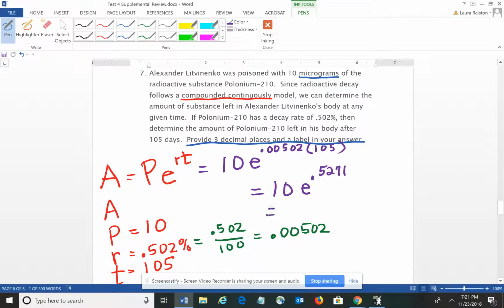So we have 16.940. You do need to put the 0 in there, and it's micrograms, as your units or as the label. Again, it's pretty much a plug and chug problem if you have that formula handy, because it even tells you to use that particular formula.